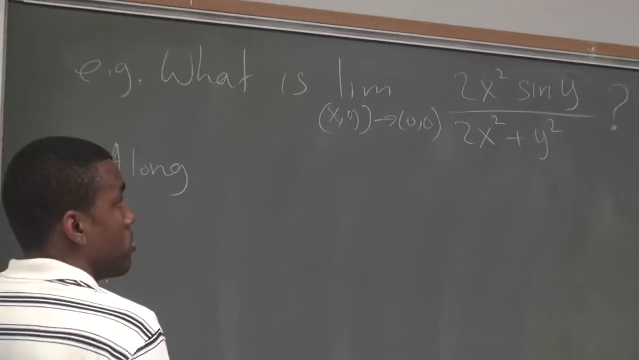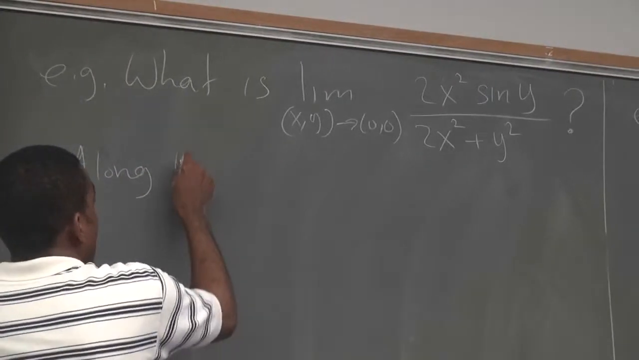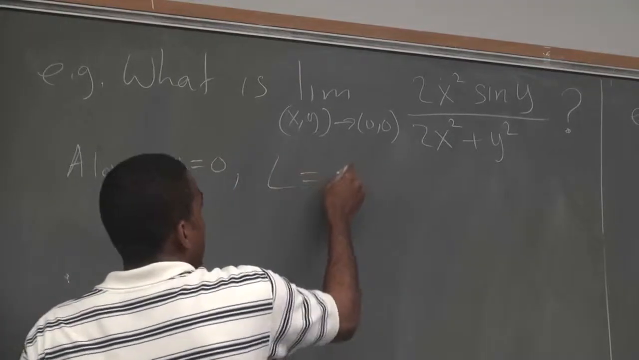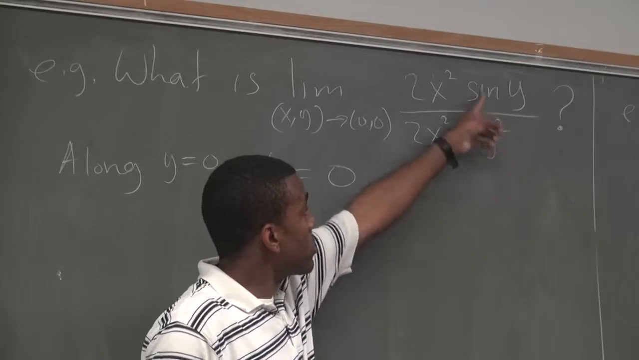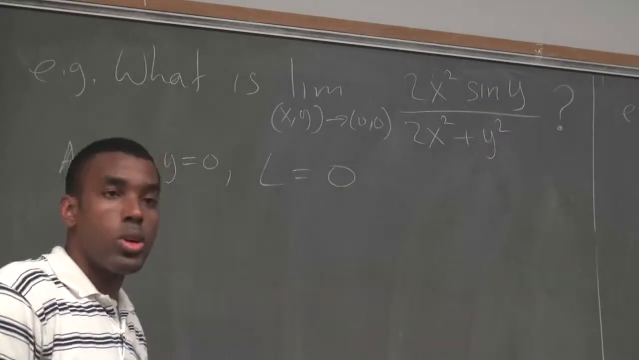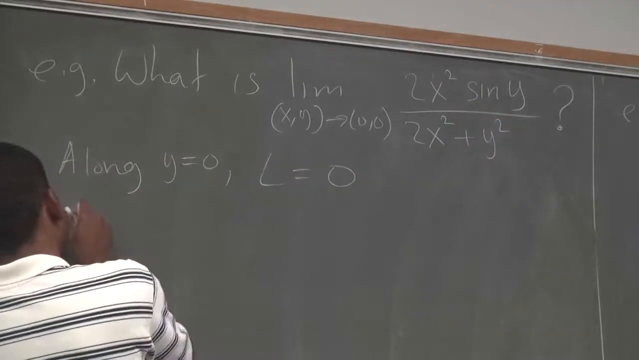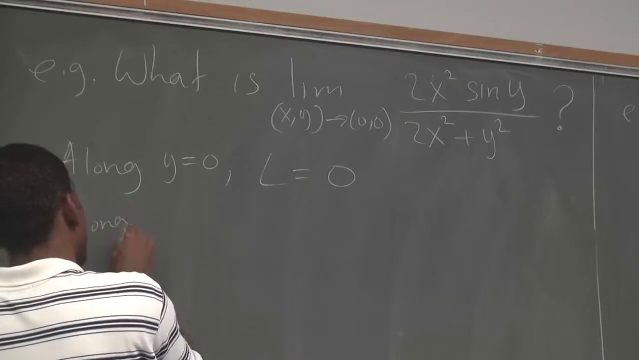What path did you choose? y equal to 0. Along y equals 0, L equals 0, right? Because sine of y is 0, this is 0. So you just have 0 over 2x squared, which gives you 0. Okay? What other path did you choose?